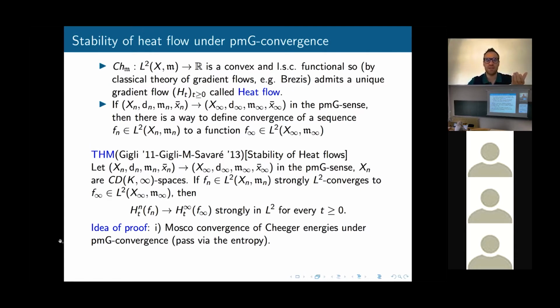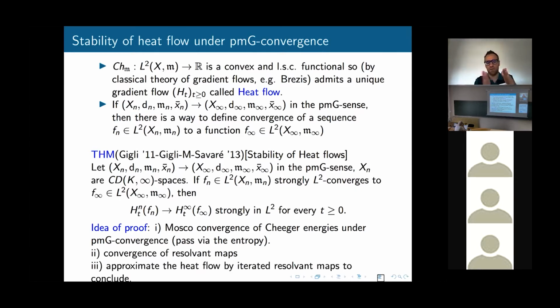So if the Xn's are converging in pointed measure Gromov-Hausdorff sense, then the Cheeger energies converge in the so-called Mosco convergence, which is an adapted version of the gamma convergence that I discussed in the lecture yesterday. Once you have this convergence of the Cheeger energies, you have convergence of the resolvent maps. I don't want to enter too much into details, but basically the idea is that you are discretizing in time the heat flow, and each time discretization corresponds to a resolvent map.